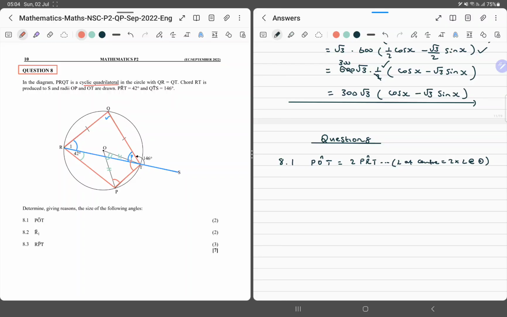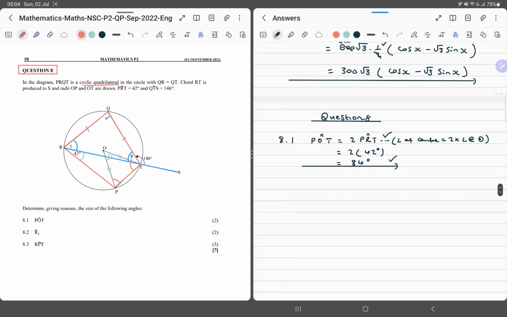Okay, great. So let's deal with it. So this is 2 into 42 degrees, which is now 84 degrees. So that is the statement and its reason and the answer. Usually this is 3 marks, but we don't want to complain.